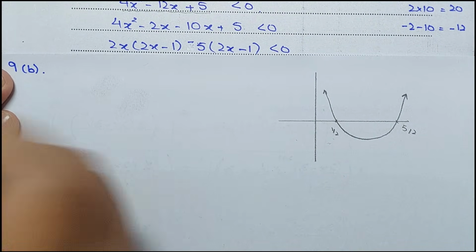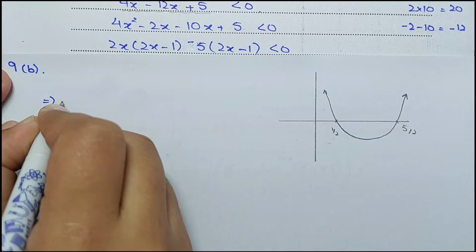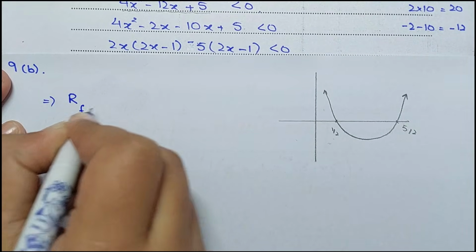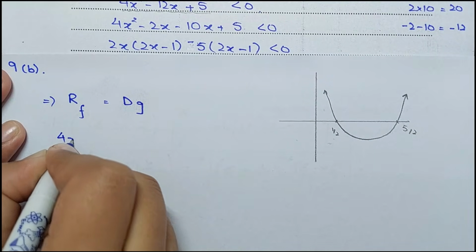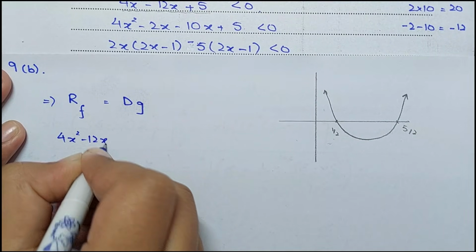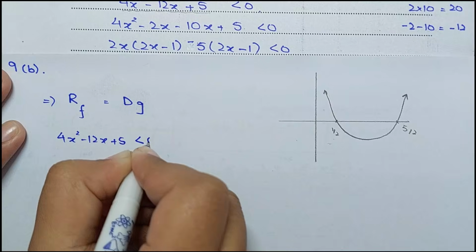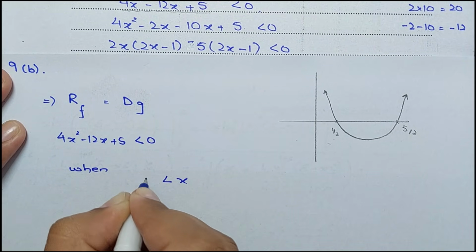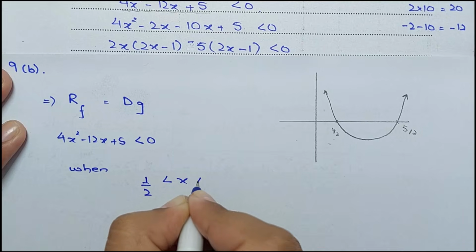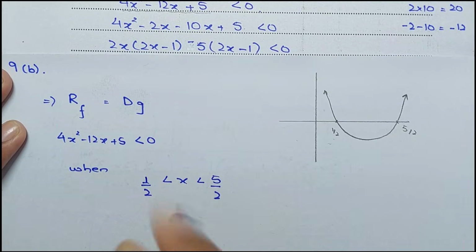It is less than 0 when the x values are between, you can say this implies the range of f would be equals to the domain of g, or we can say that 4x square minus 12x plus 5 is less than 0 when the x values are between 1 by 2 and 5 by 2.